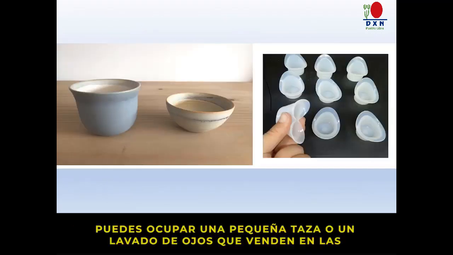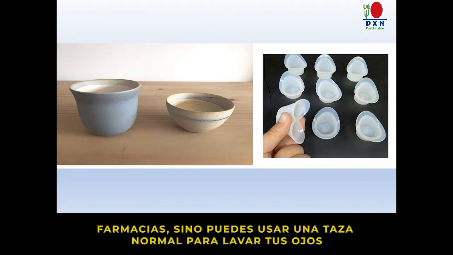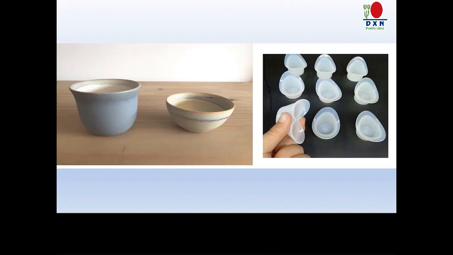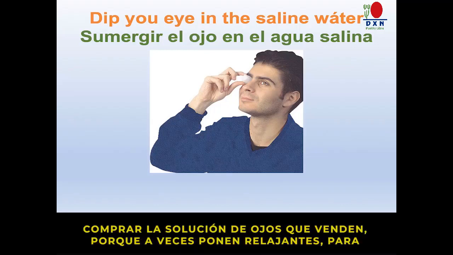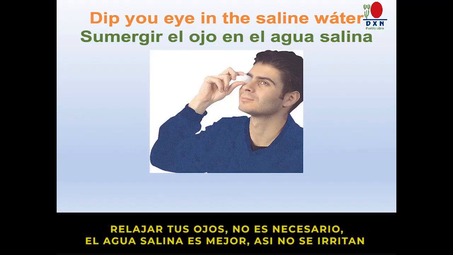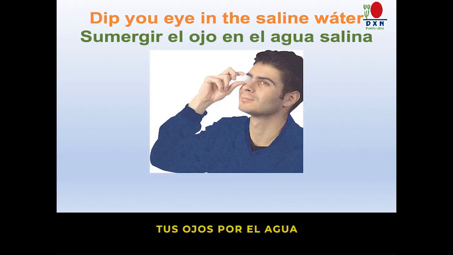You can use a small teacup or also this eye cup from the pharmacy. This eye cup you can buy from the pharmacy. If not, just use a normal teacup for washing the eye. If you're using the eye cup, you can put it on this way. You don't need to buy eye solutions, because sometimes the solution contains a relaxant to relax your eye. No need; saline water is better, so that you will not get addicted.